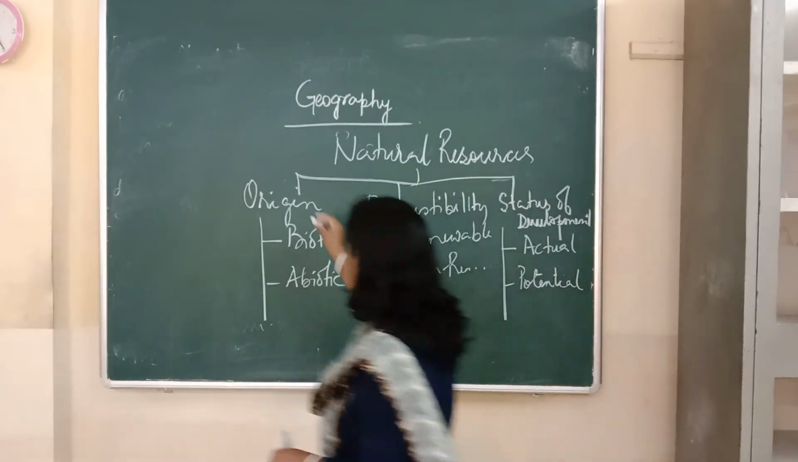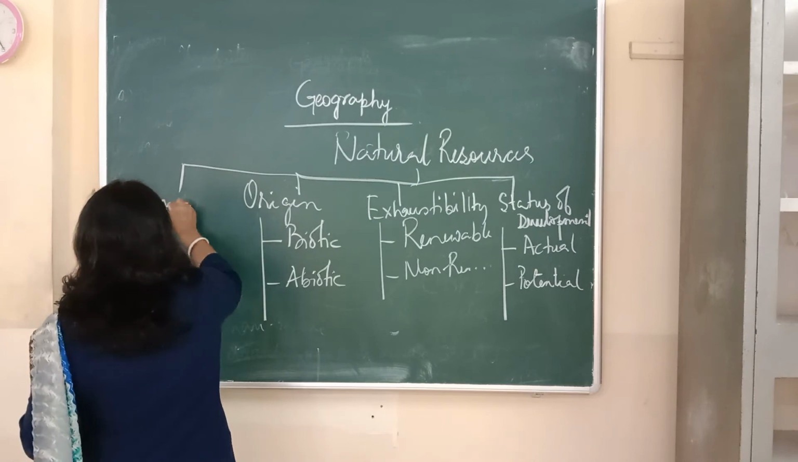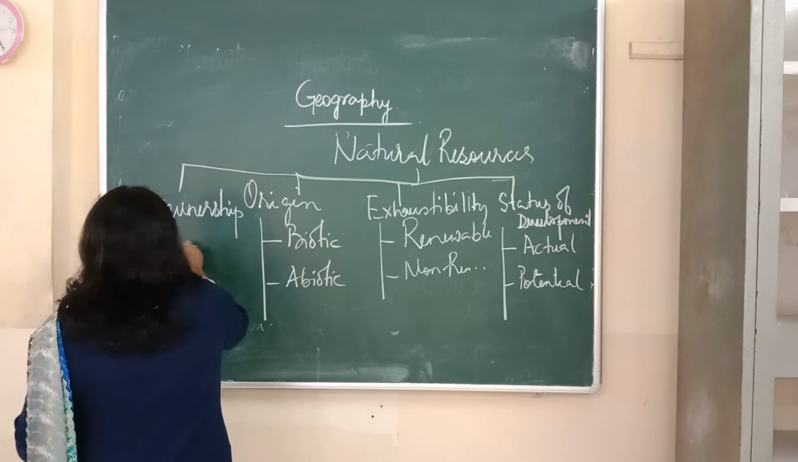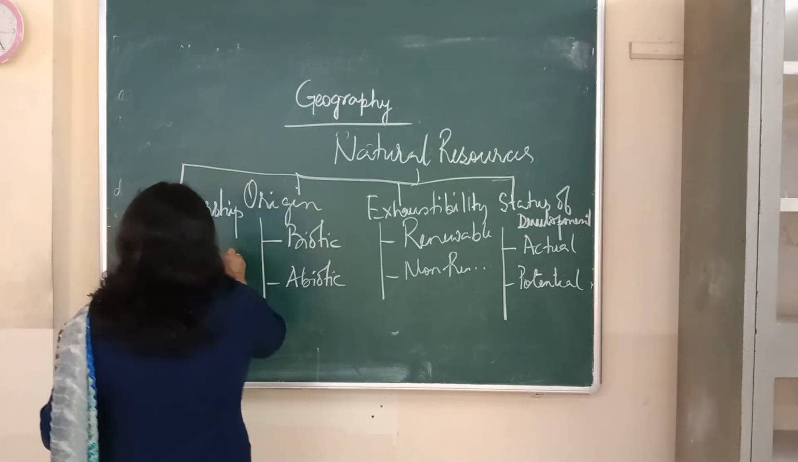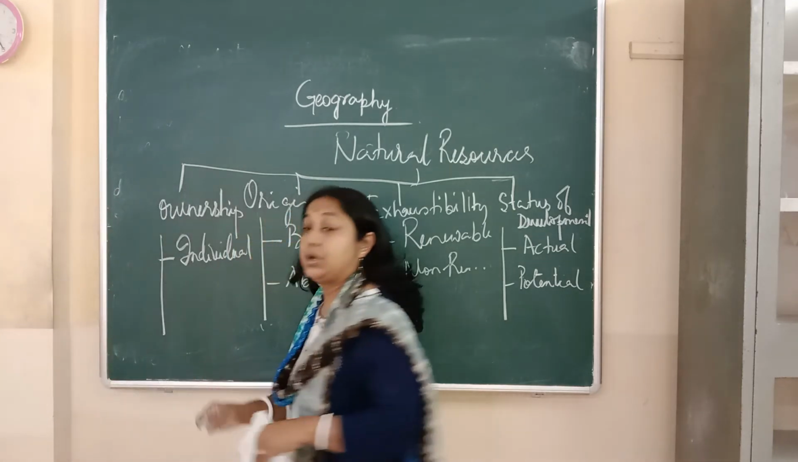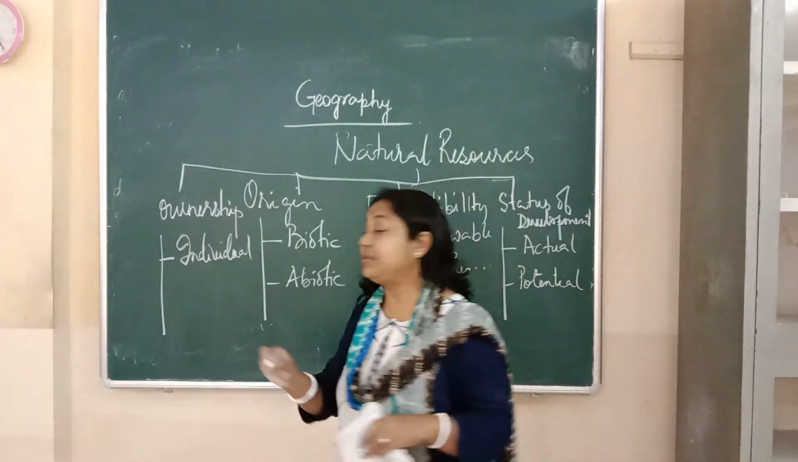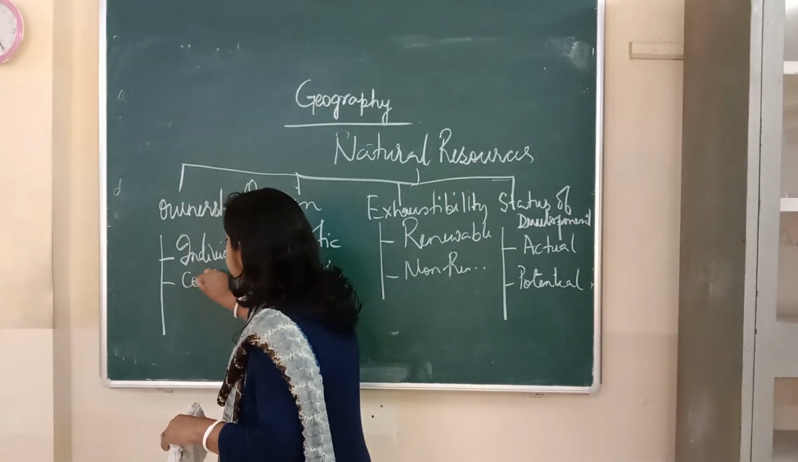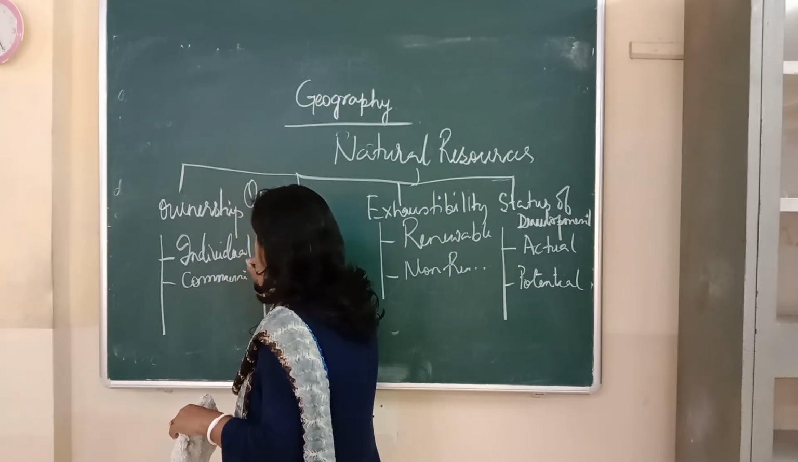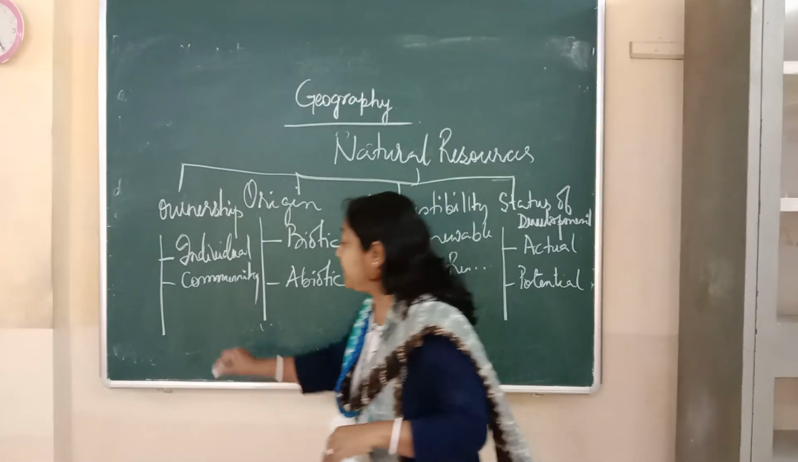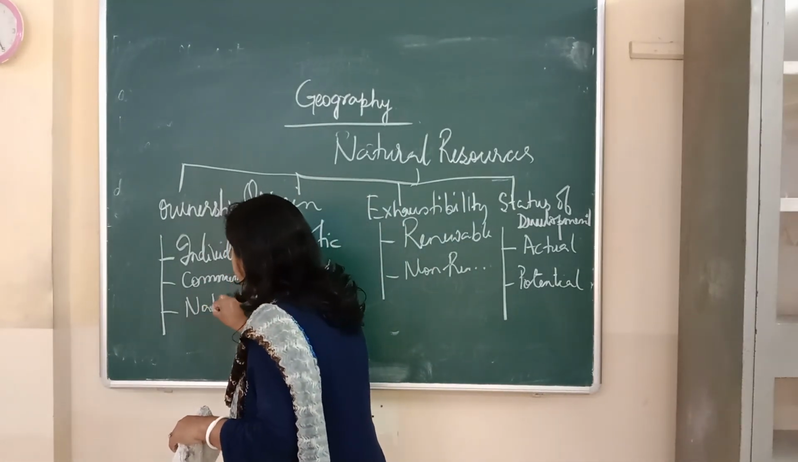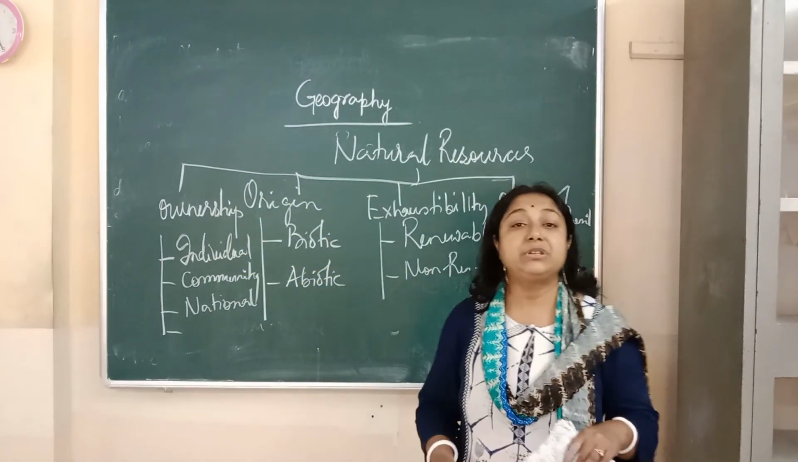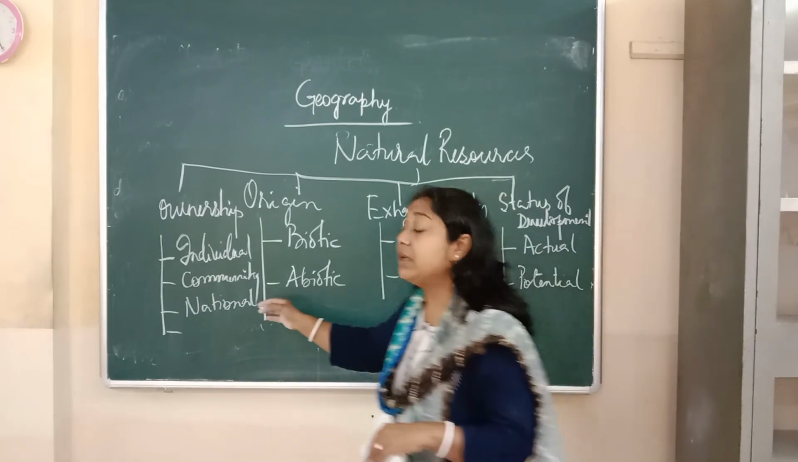Then the last classification, no space, so I have been writing here, is ownership. Under ownership, four will come. First one is individual. Individual resources are those resources which are yours, owned by one individual. Your farm, your house. Then community resources, which are owned by a community. Next, national resources. Resources which are owned by a particular country come under national resources. River, mountain, monuments, temples come under national resources.